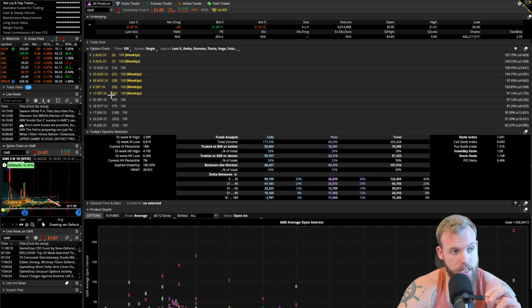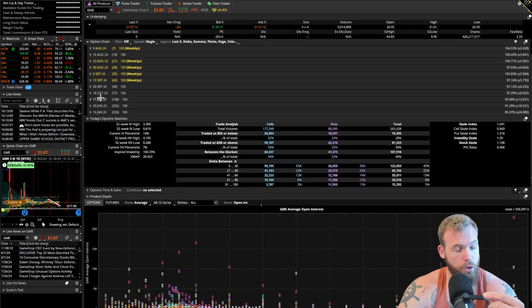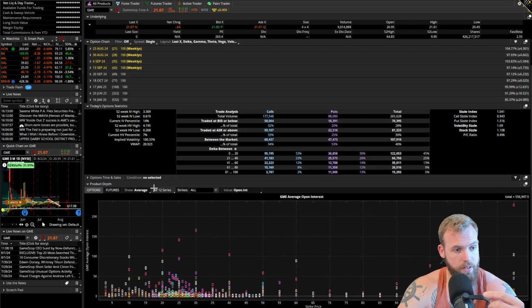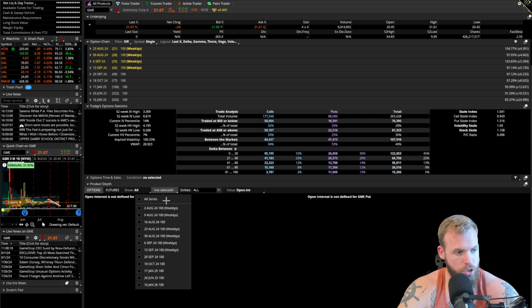Options that are nearer in expiration, so typically within 30 days, you'll see more options activity, and options that are closer to at the money tend to be more active. So as you go further out in time, you'll notice that options become less active. And I'll show you, again, using GameStop. Right now, the average open interest is 556,000. Let's take a look at two different expiration cycles.